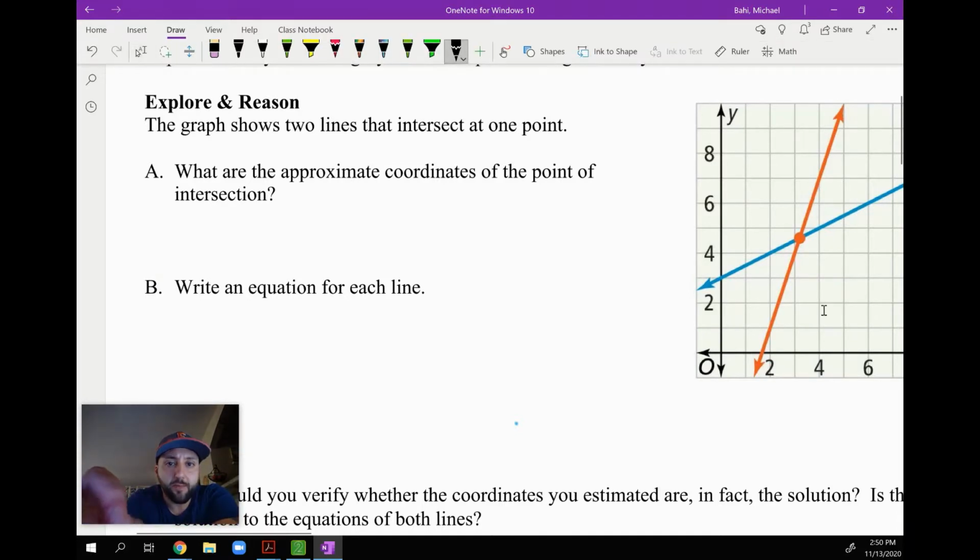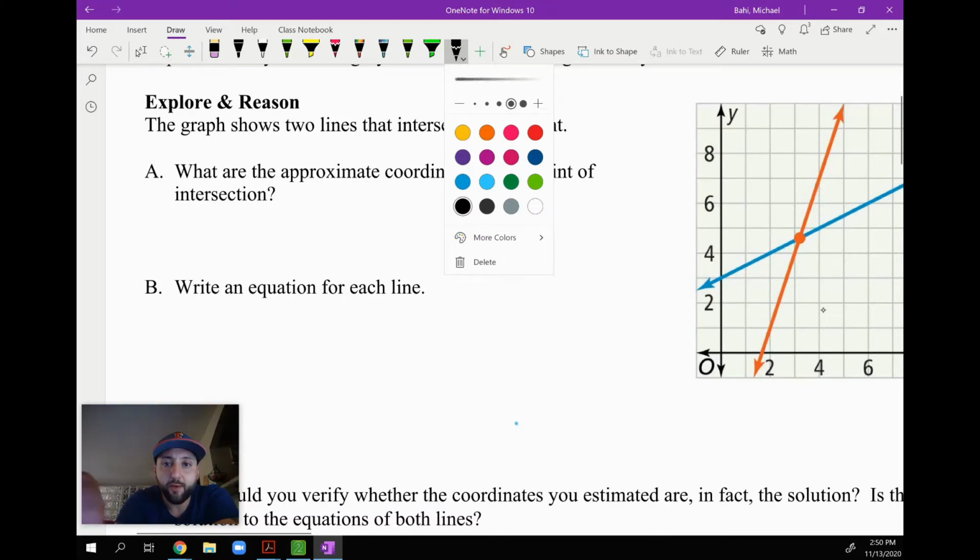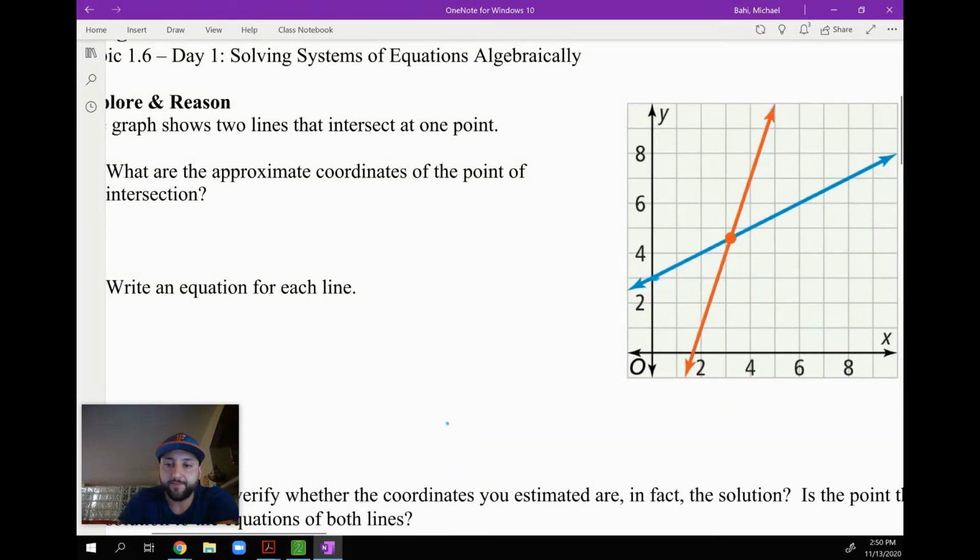So for the red equation, let's do the blue one first. The blue one, it looks like it's passing at 3. So we know for the blue one, we have y equals something x plus 3. And let's see if we can find another clean lattice point. Looks like there's one there. There's one there. So it looks like going up 1 over 2, up 1 over 2. That seems pretty consistent. So up 1 over 2. And it's positive because reading this left to right, it's going up.